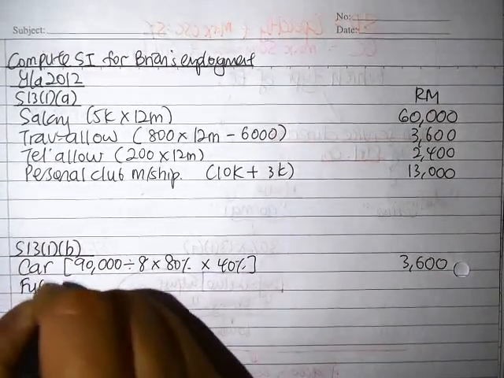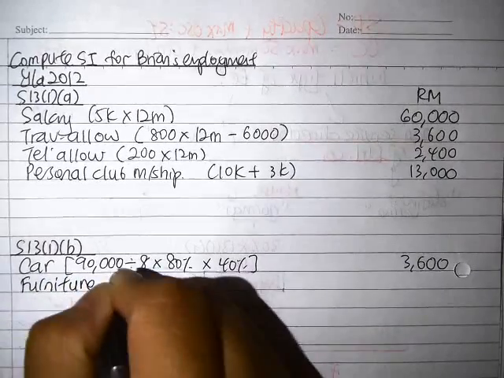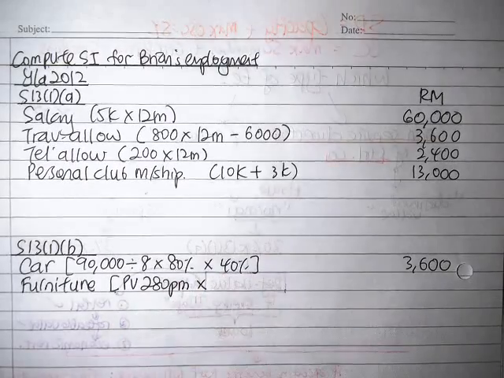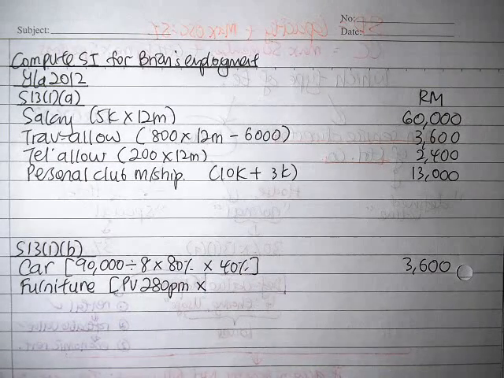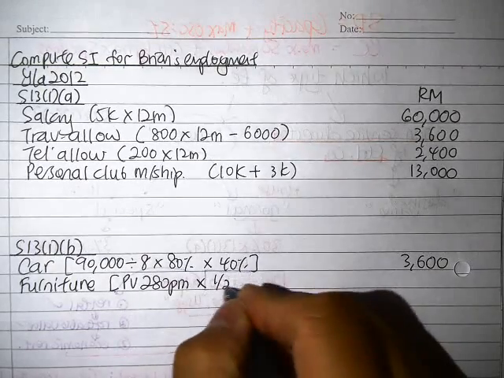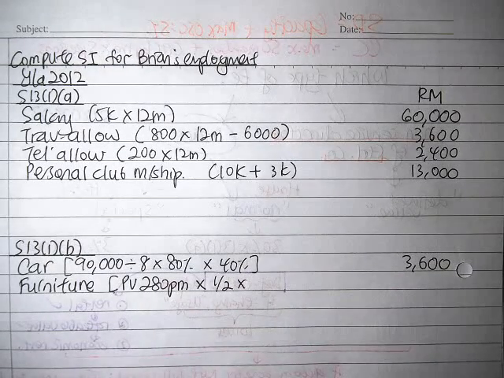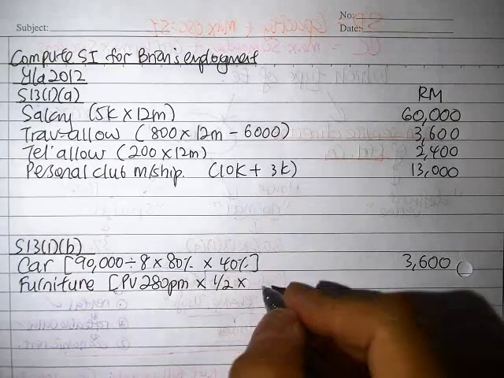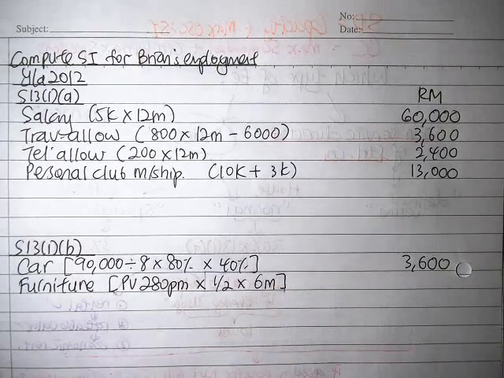Then the next thing is we're aware of the furniture. Now fully furnished has a prescribed value of 280. Now we see that Brian is sharing accommodation, so you have to adjust this by half. And the house is only given for a period of 6 months.